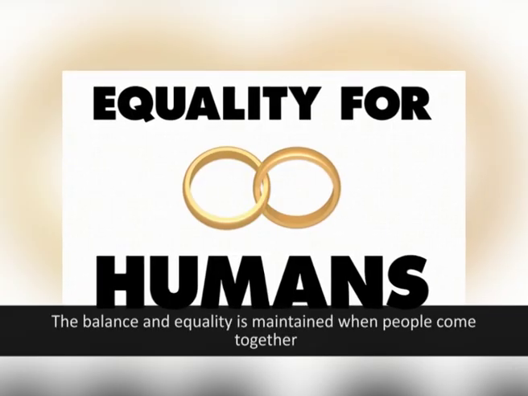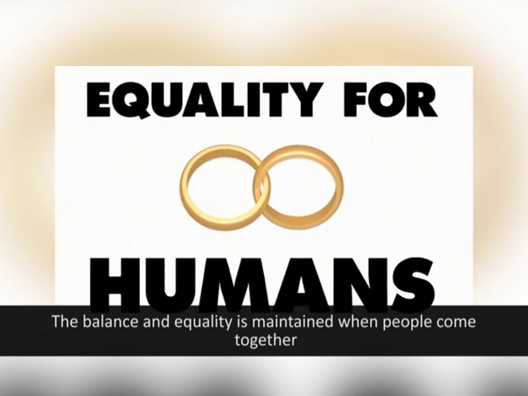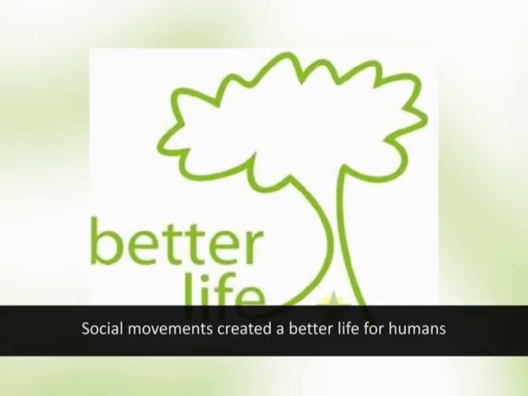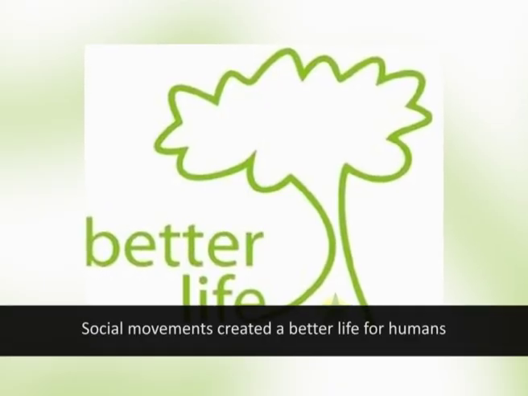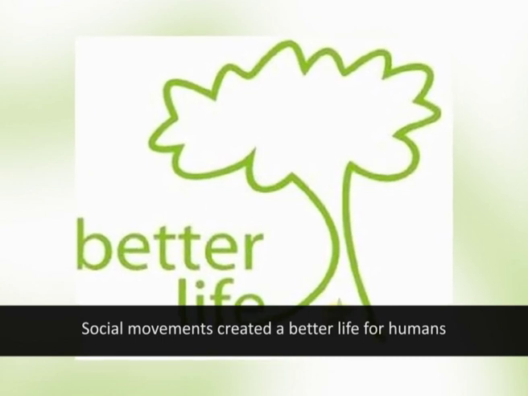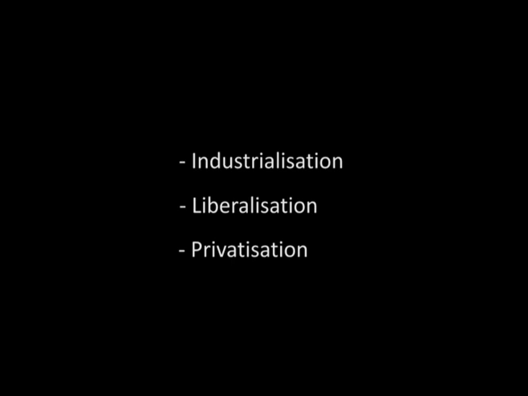The decision of coming together maintains balance and equality within the country. Social movement is the angst of the common people who tolerated the rule of the upper class, which later created a high revolt in the country. Social movement created uprising all over the world, which created a better life for humans to live in. The Renaissance period brought major changes in terms of industrialization, liberalization, and privatization.